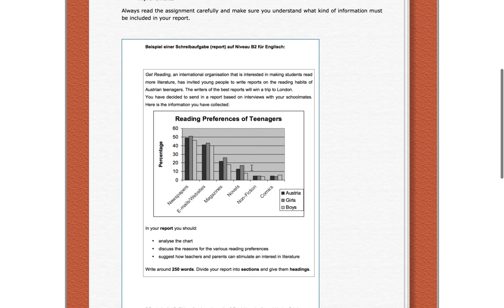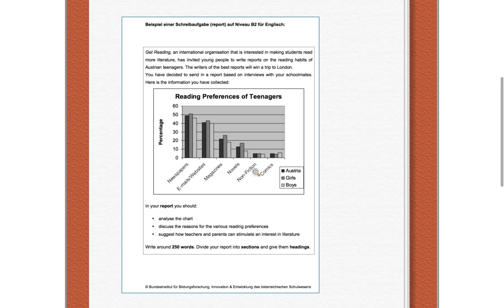Let's have a look at this example here. This is a Zentralmatura example. Here it says: Get Reading, an international organization that is interested in making students read more literature, has invited young people to write reports on the reading habits of Austrian teenagers. The writers of the best reports will win a trip to London. You've decided to send in a report based on interviews with your schoolmates. Then you get a graph that gives you some background information.